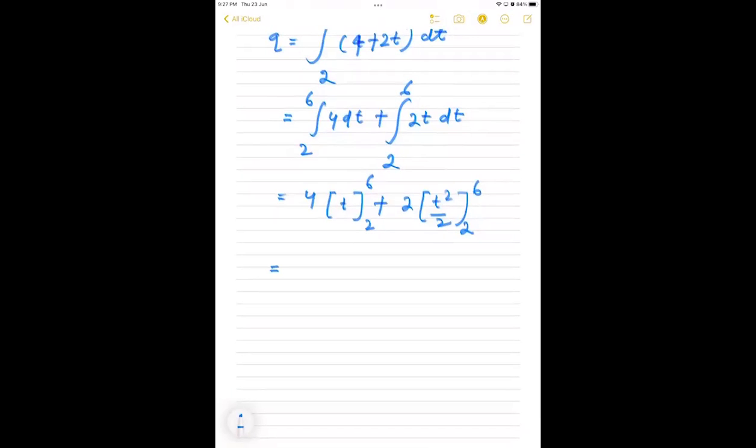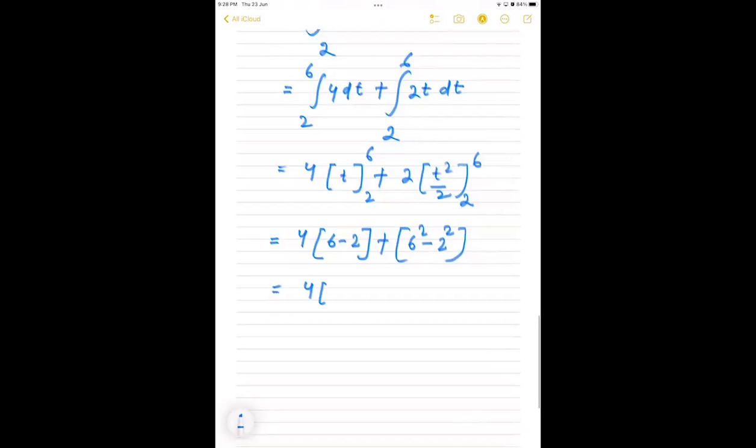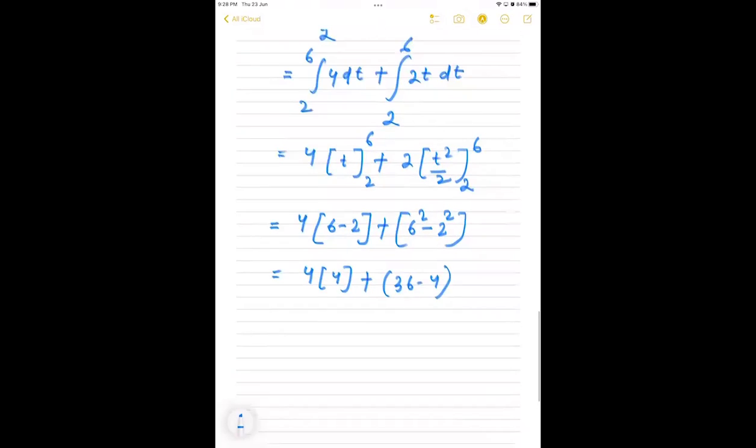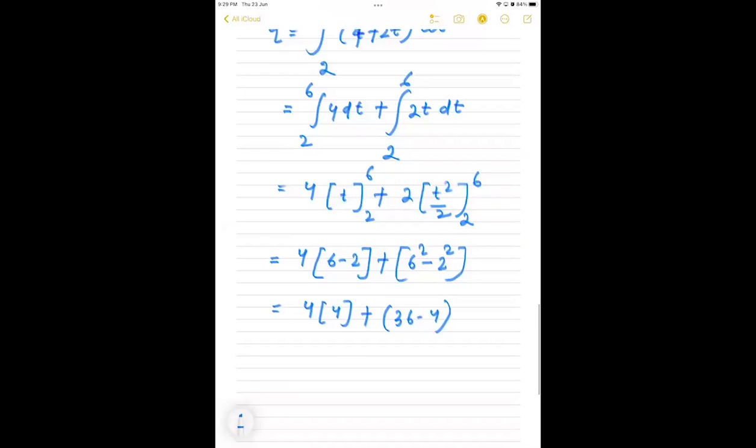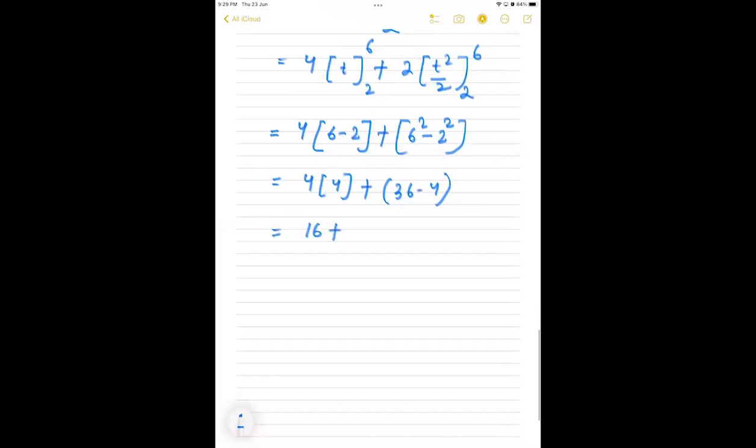Are you getting all? X to the power n plus 1 by n plus 1, yes or no? So 4 into (6 minus 2), the 2 and 2 cancel, then t square means 6 square minus 2 square, higher limit minus lower limit. Let's see how much is coming. 4 into 4 is 16, plus 36 minus 4, right? 6 sixes are 36, 2 twos are 4. So 4 fours are 16, then 36 minus 4 is 32. Then you get 48 coulomb. Are you able to understand how to deal with such types of questions? Got it or not?